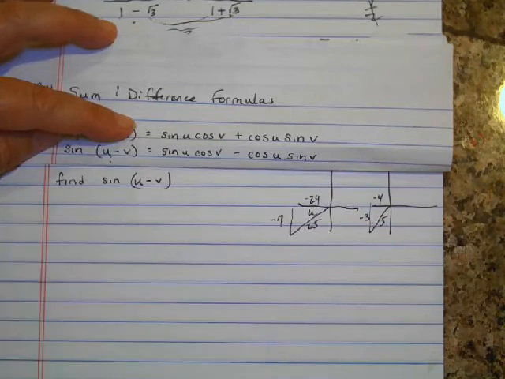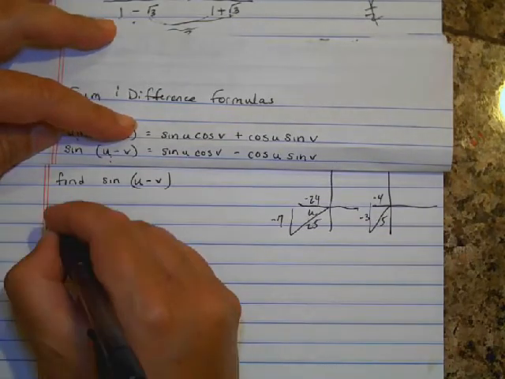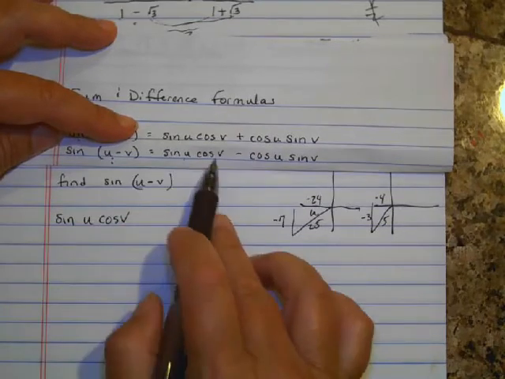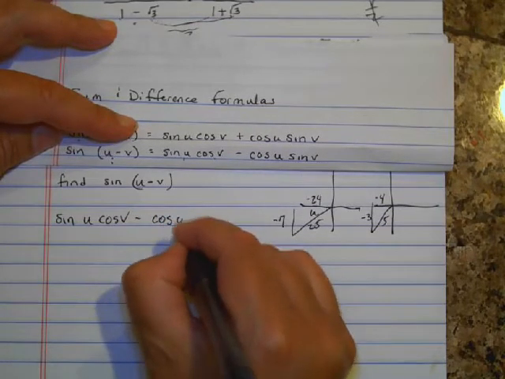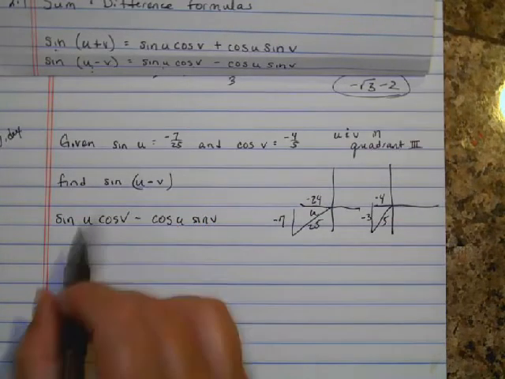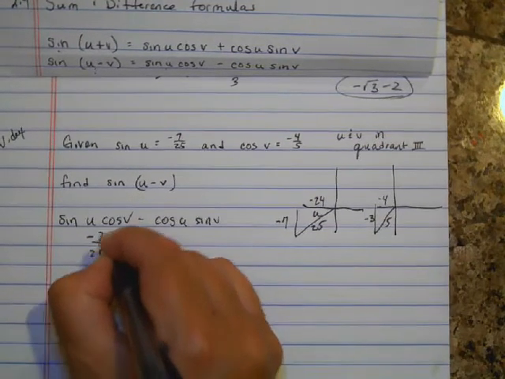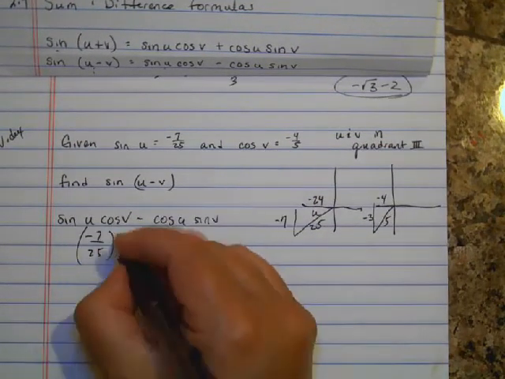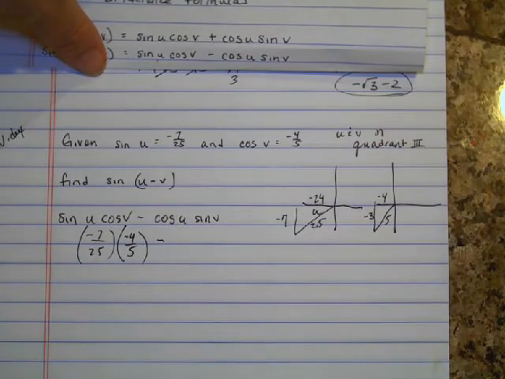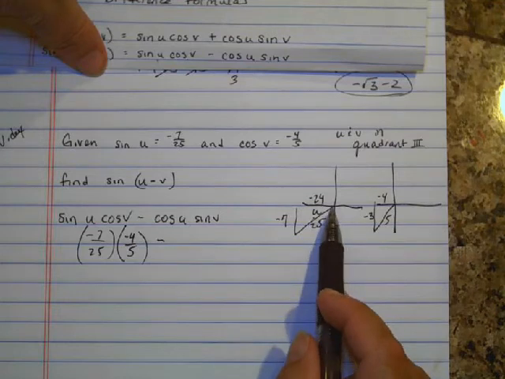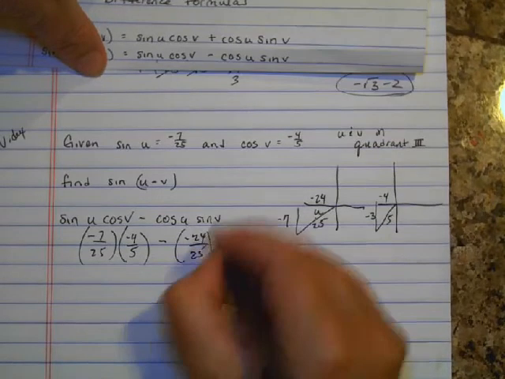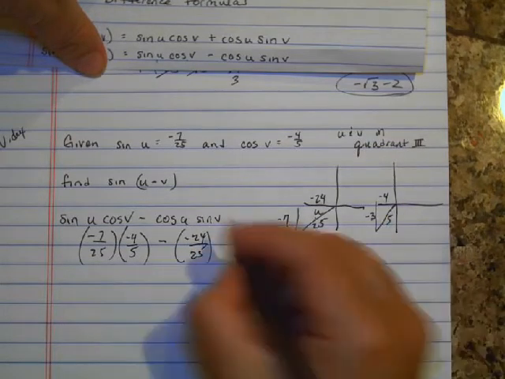So the difference formula on this one would be sine of u, cosine of v, subtract cosine of u, sine of v. And I already know that sine of u is -7/25. I know cosine of v is -4/5. And I want to subtract cosine of u, so I got to go to my triangle. Cosine would be -24/25. And sine of v would be -3/5.